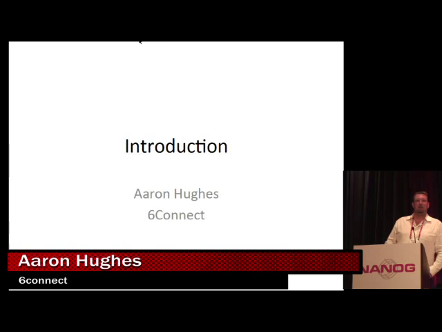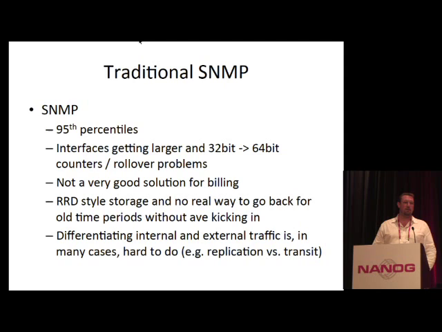So this is just talking a bit about traditional tools that we've used for accounting data. Hopefully these are more historical than current, but to lay the groundwork, the majority of us use traditional SNMP, something like 95th percentiles, have had some challenges over the recent years in interface growth, moving from things like 32-bit counters to 64-bit counters, having some rollover problems in the meantime, and challenges converting old graphs to new graphs. It's not really the greatest solution for billing, but we tend to use it all over the place regardless, which is always surprising.